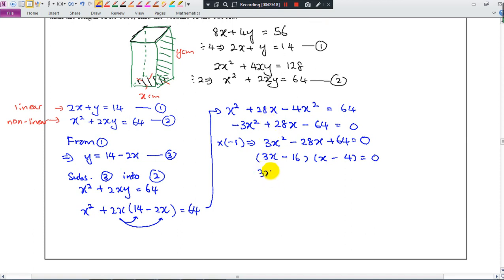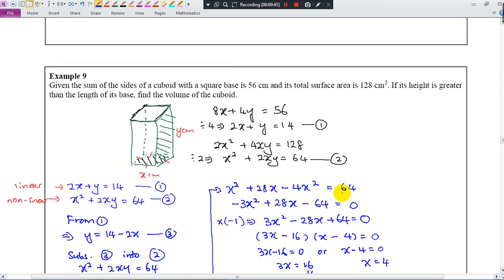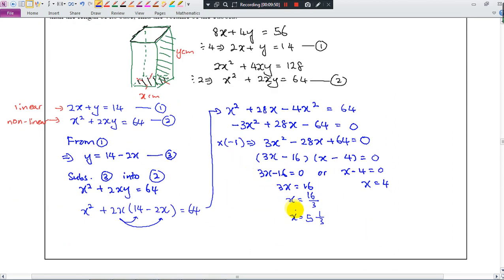So we know 3x minus 16 is equal to 0, or x minus 4 is equal to 0. So x is equal to 4, and 3x is equal to 16, x is equal to 16 over 3, which is equal to 5 and 1 over 3. We still don't know which one is the answer we are looking for, because the question tells us that y is greater than x. So we have to take these two values and substitute here to get the y.